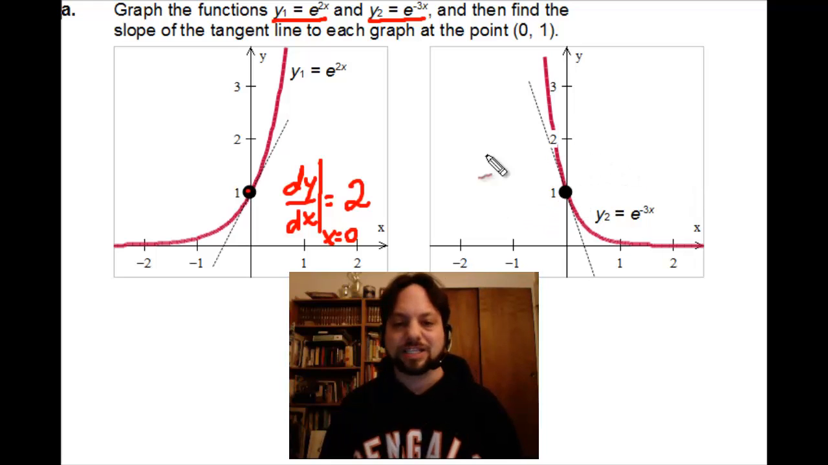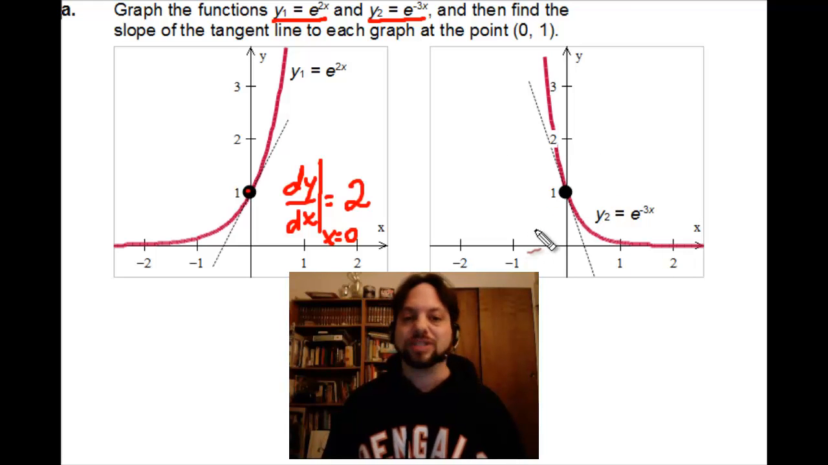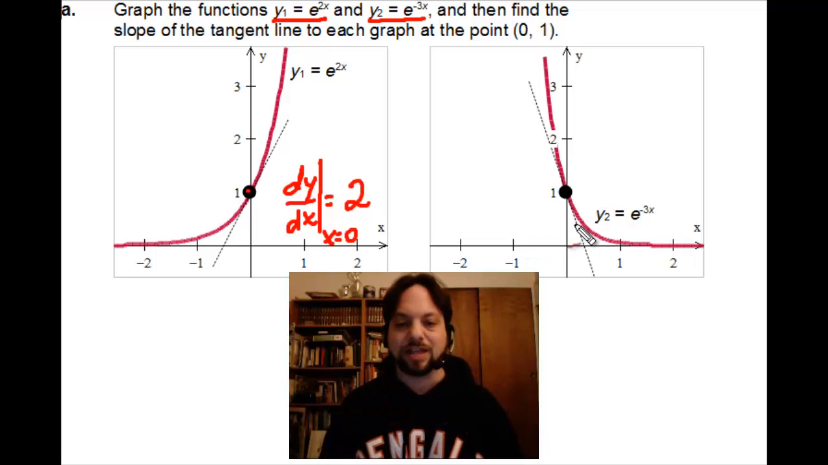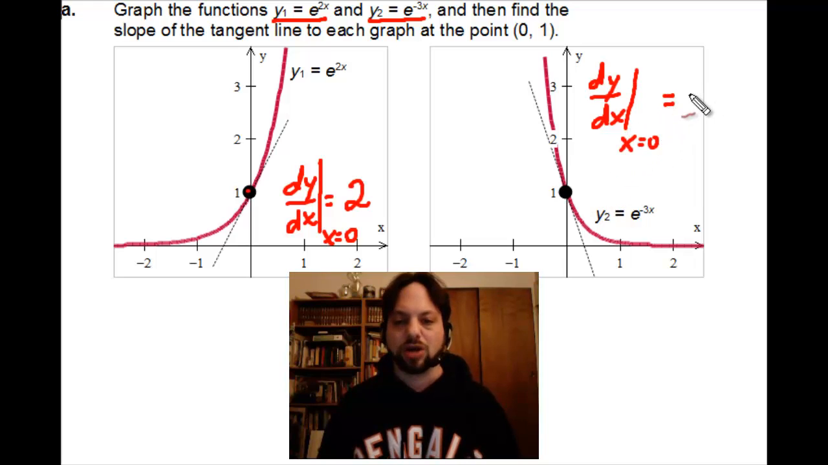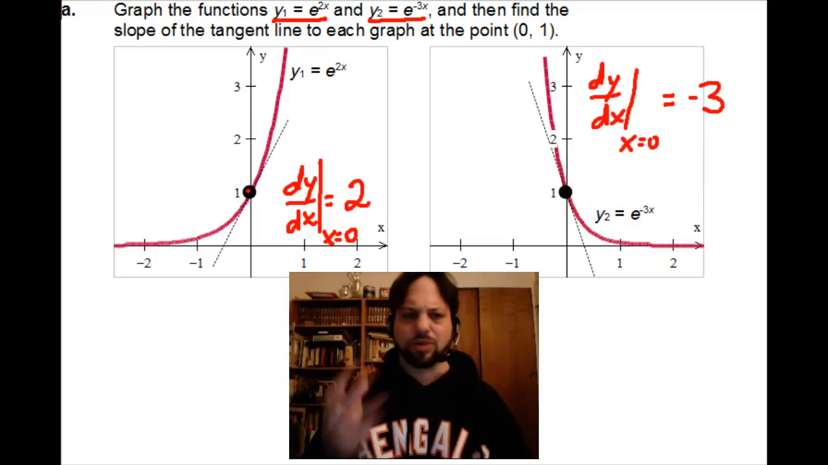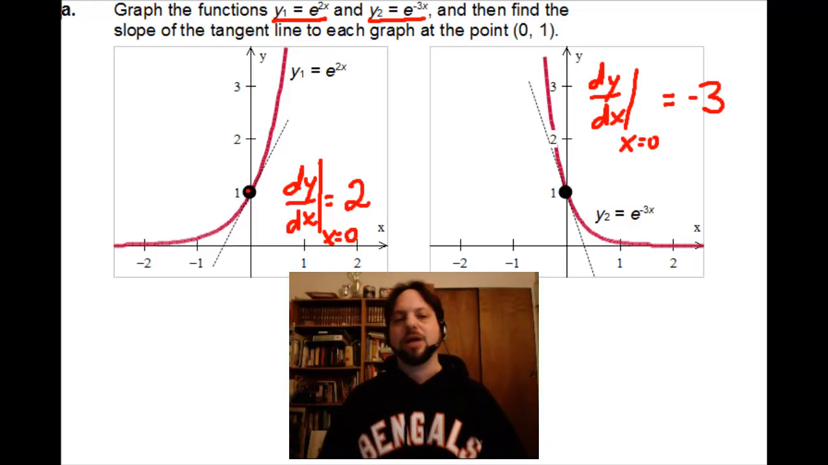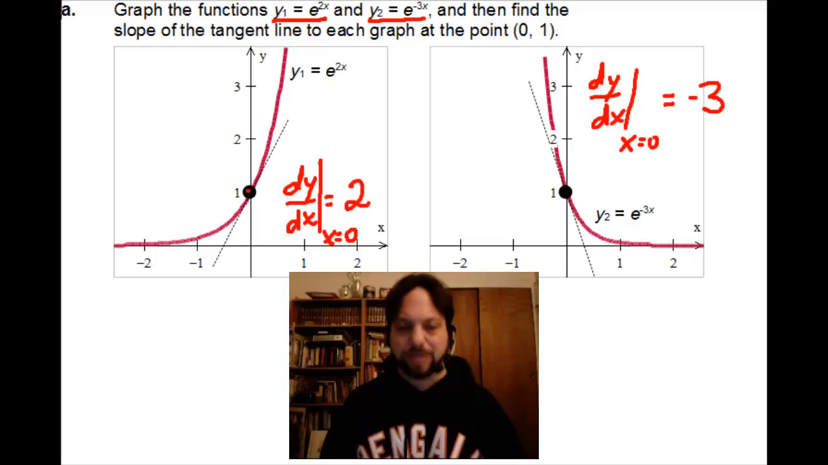So if you're looking at this graph in your calculator, go ahead and do the same thing we did before to evaluate the derivative at the point x equals 0. If you go through and do that correctly, find the derivative where x equals 0, it should give you something along the lines of negative 3. Of course, it might give you negative 3.00005 or something like that, but remember that this is only an approximation that the calculator is giving you.